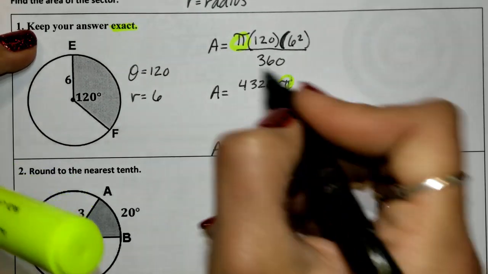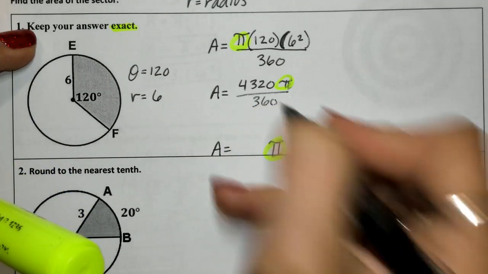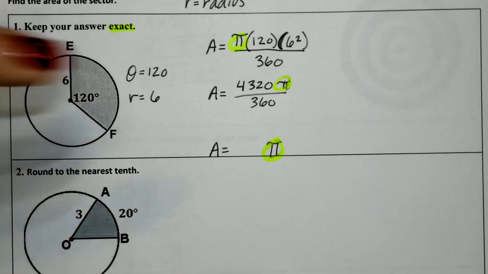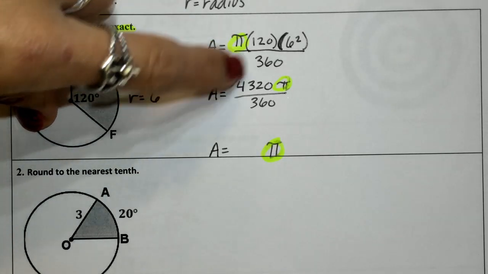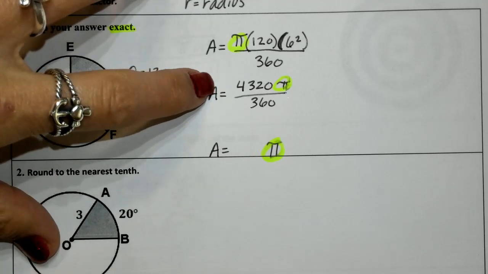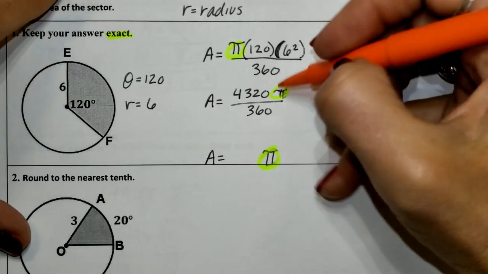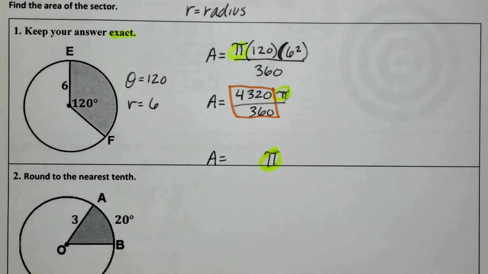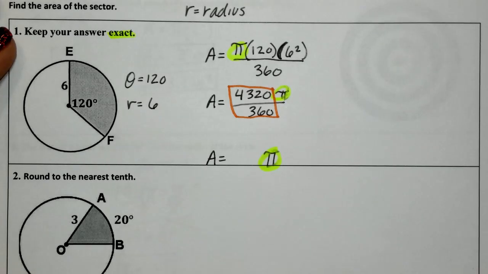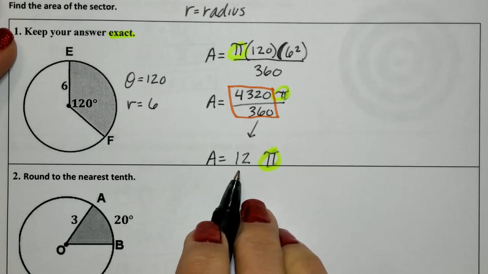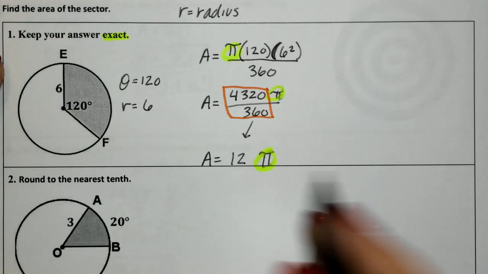I apologize for the smudging. All over 360. And the reason I'm not saying plug everything into the calculator all at once is because I don't want pi in the calculator. So take this little baby step of taking the central angle times the radius squared. And now all we're going to do in the calculator is plug 4,320 over 360. And this is going to give us 12. So your final answer, exact, is 12 pi.